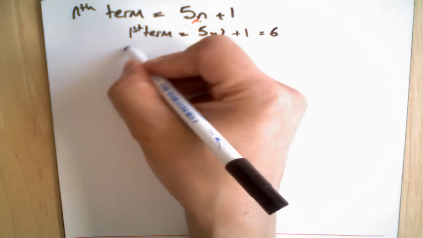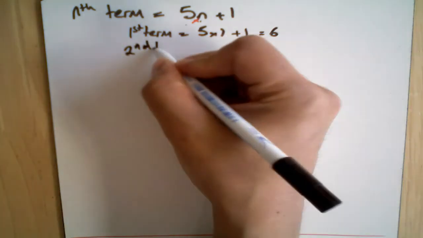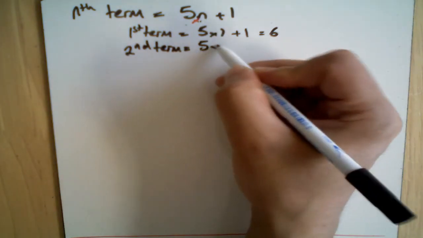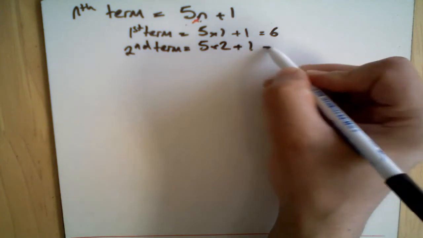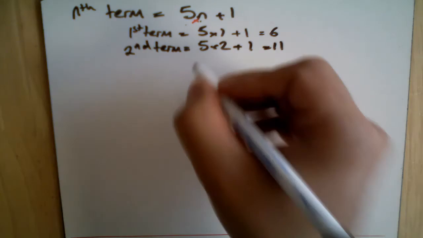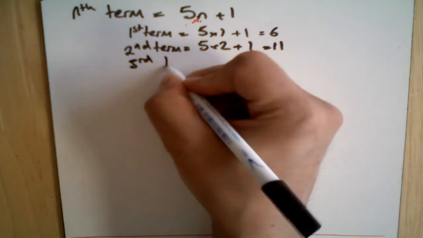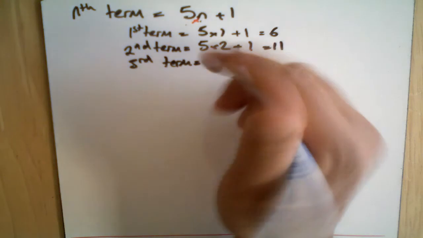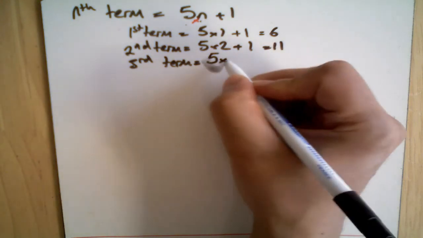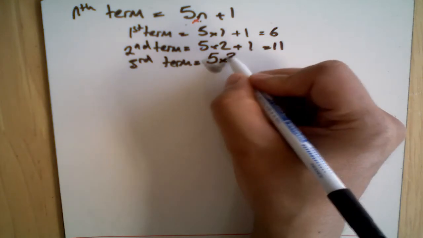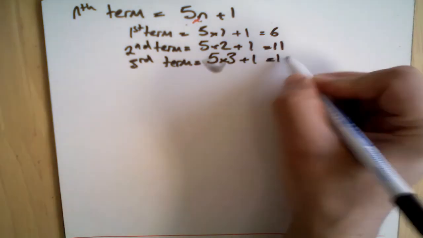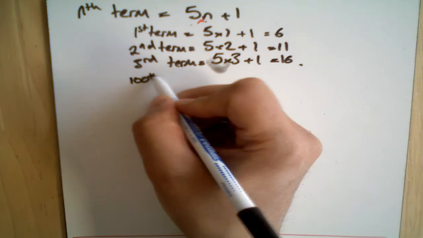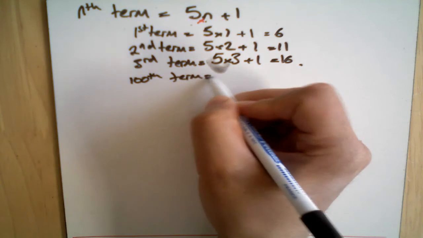If I want to find what the second term is, the second number in my sequence, I just replace the n here with the number 2. So I'll go 5 times 2 plus the 1, in this case giving me 11. I can say the third term would be 5 times by 3, remember you replace the n with the number 3, plus the 1, do the math and get 16 for that.